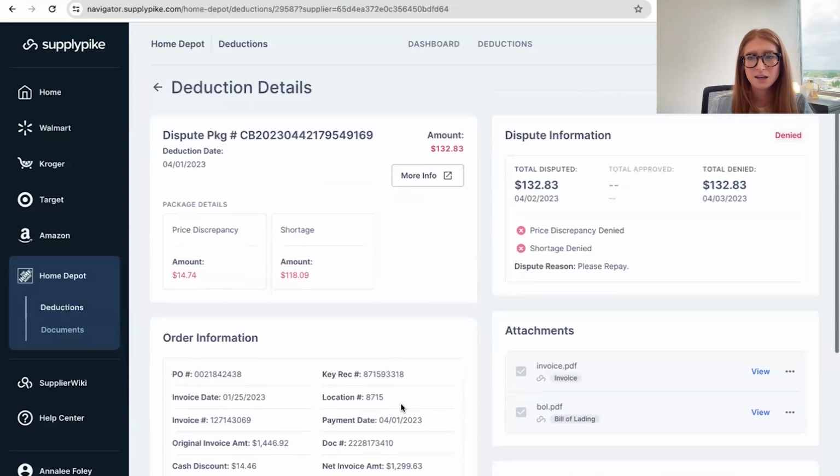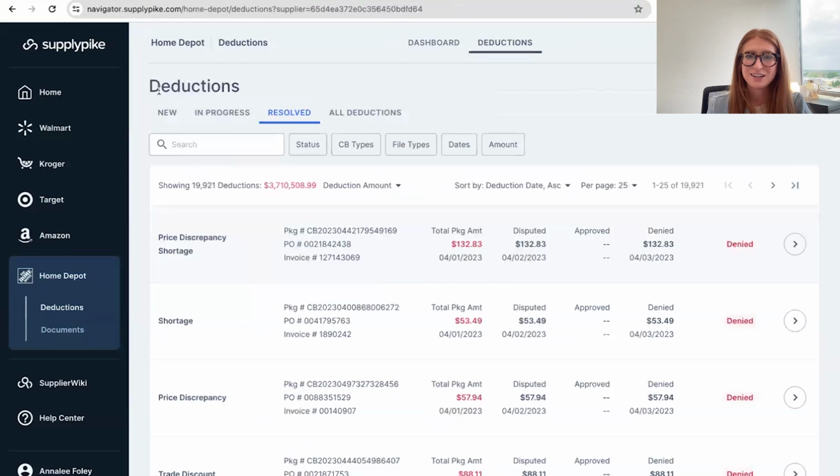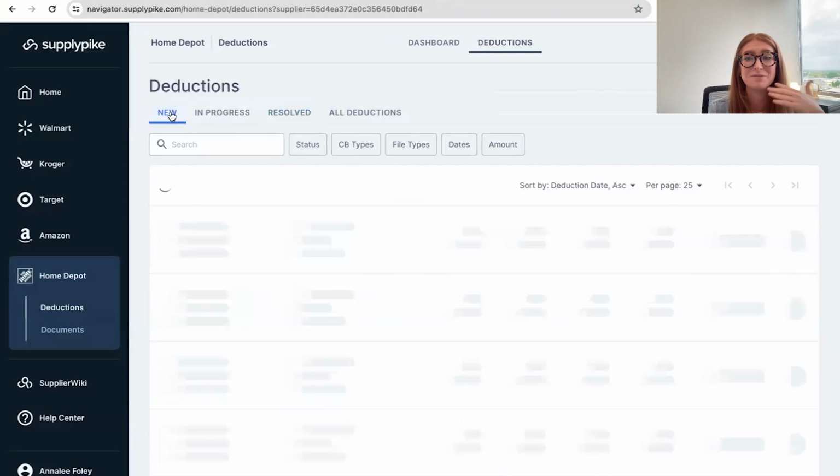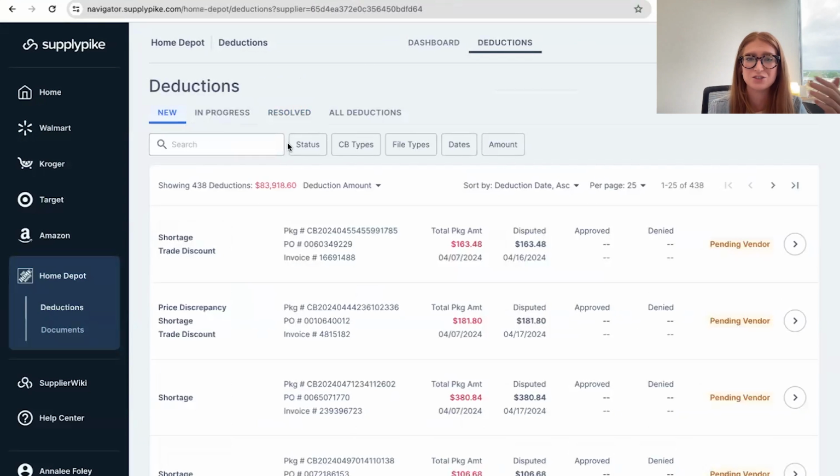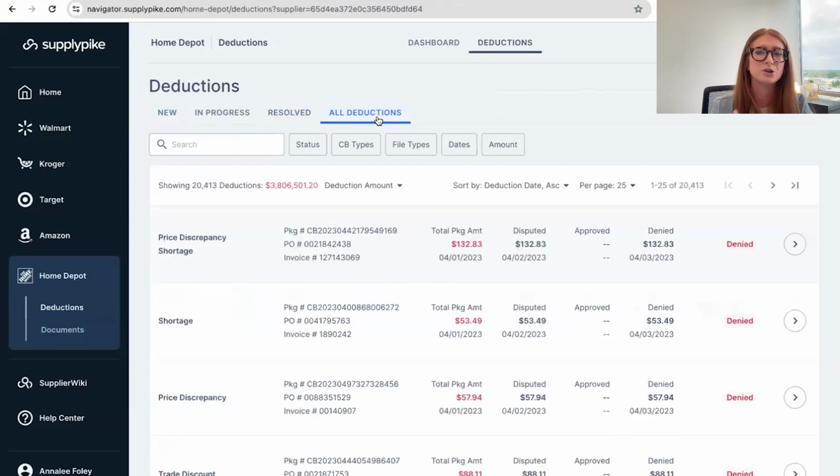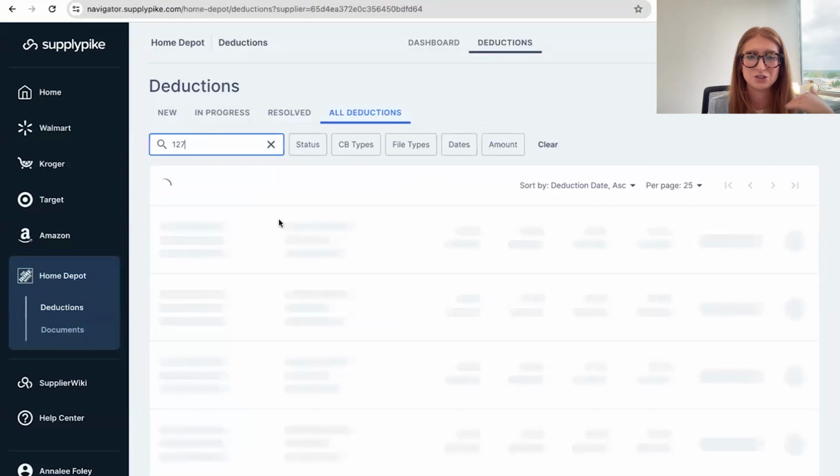So yeah, I think the biggest thing here that suppliers will find makes it very easy to work through some of these dispute packages are these filters up here at the top. But then of course, if you're in the new bucket, or if you're even trying to go through all of your historical and all of your current ones, this is what the all deductions tab is. You can filter down by a string of numbers. So whether that be invoice, PO, dispute package number, you can find it here, or even if you only know the last 4 digits or the first 3 digits, you can filter down and try and locate from there.